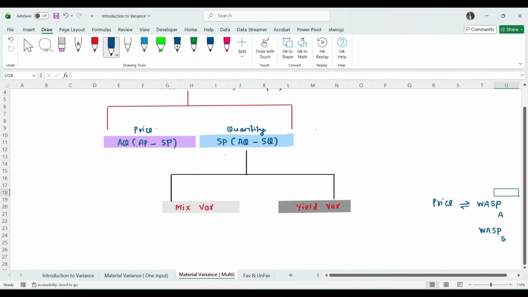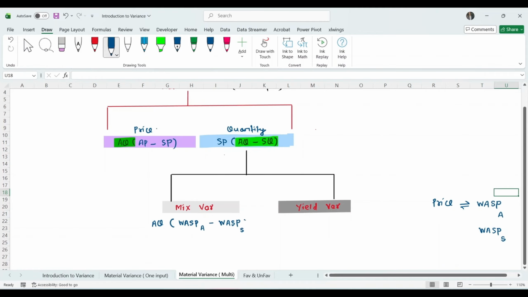So what we'll do here, just see the order. This quantity will remain the same, AQ. Here the quantity is AQ minus SQ, that will be the same. So we'll keep the quantity the same, AQ, and in place of actual price minus standard price we will be replacing with WASP. So here it will be WASP A minus WASP S.